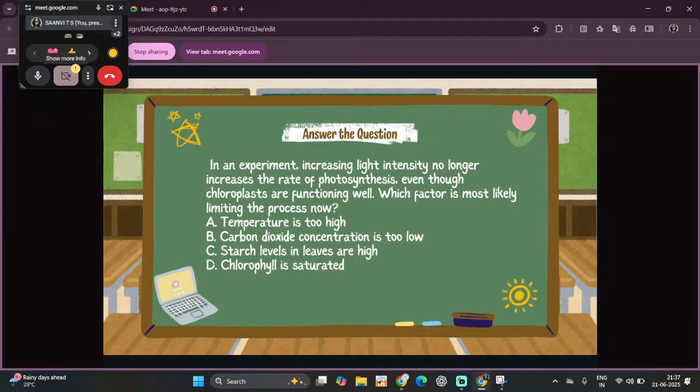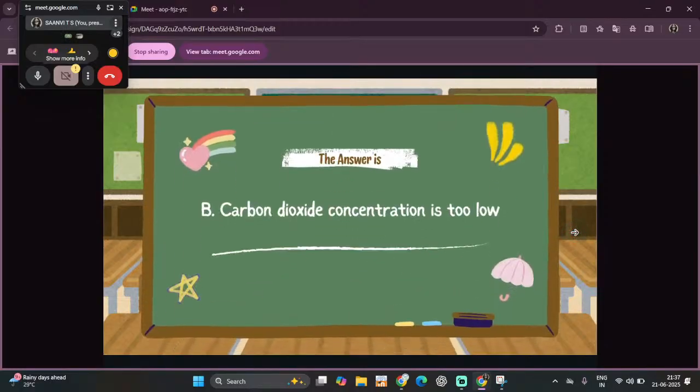Okay, I'm seeing a lot of answers out here. And there's a huge competition between option B and option D. Carbon dioxide concentration is too low or chlorophyll is saturated. Let's see what's the correct answer. The correct answer is option B. Carbon dioxide concentration is too low. That is correct, guys.